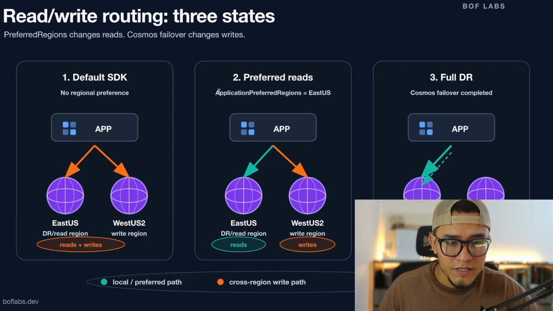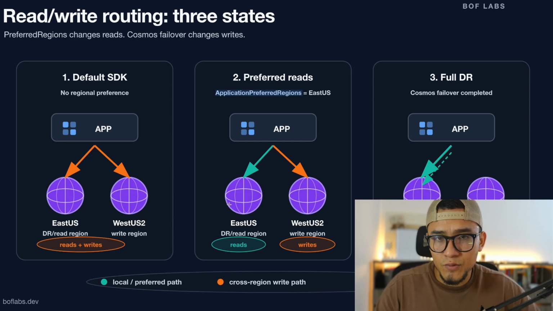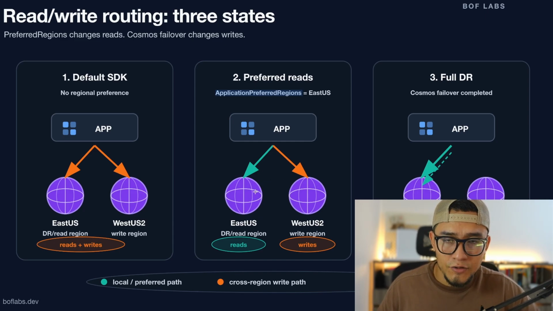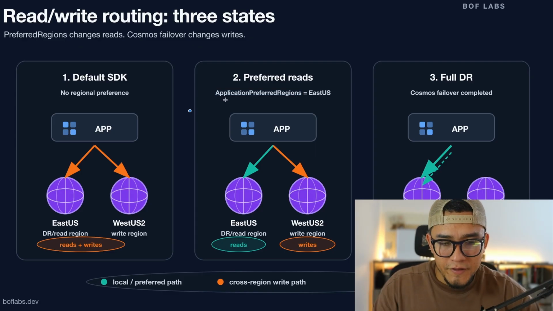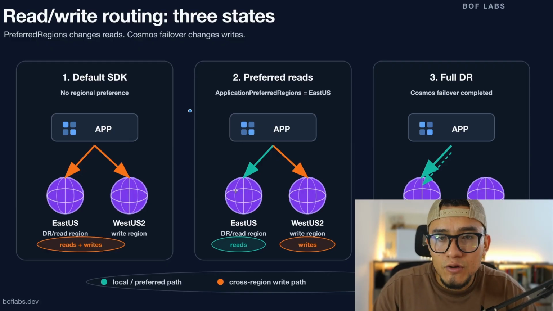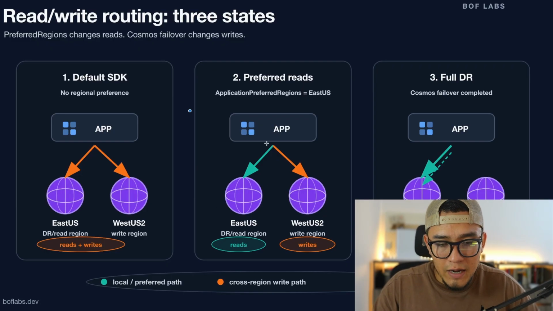And in the code, we specified that our preferred region was East US. So for this application, the SDK will send all the reads to the East US replica, which is read only, but the writes are still going to be cross region because there is only one write region. Here's one more thing. Moving your application to the secondary region does absolutely nothing to the Cosmos DB write region. Cosmos DB doesn't know that your application was moved. The write region stays in the primary region until you explicitly change it.